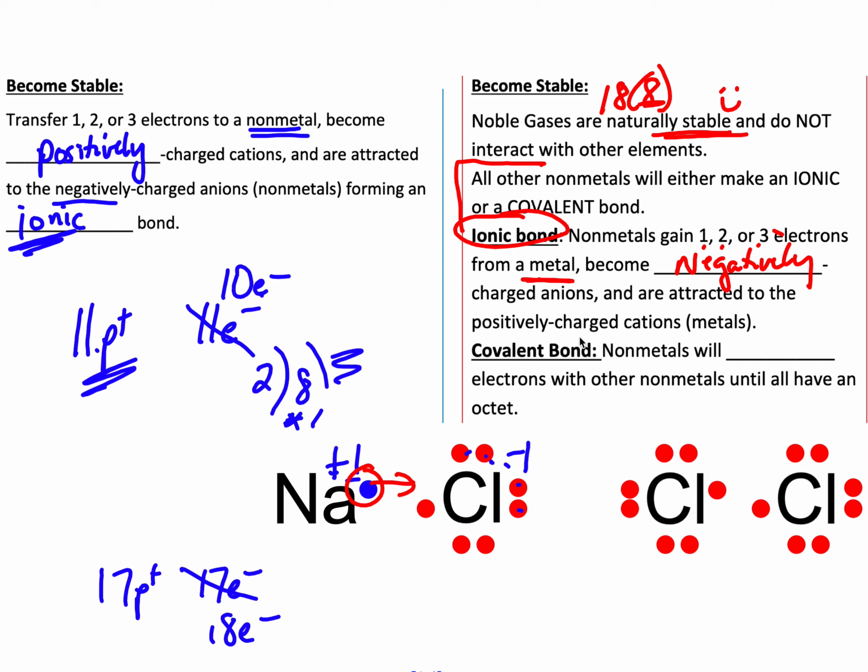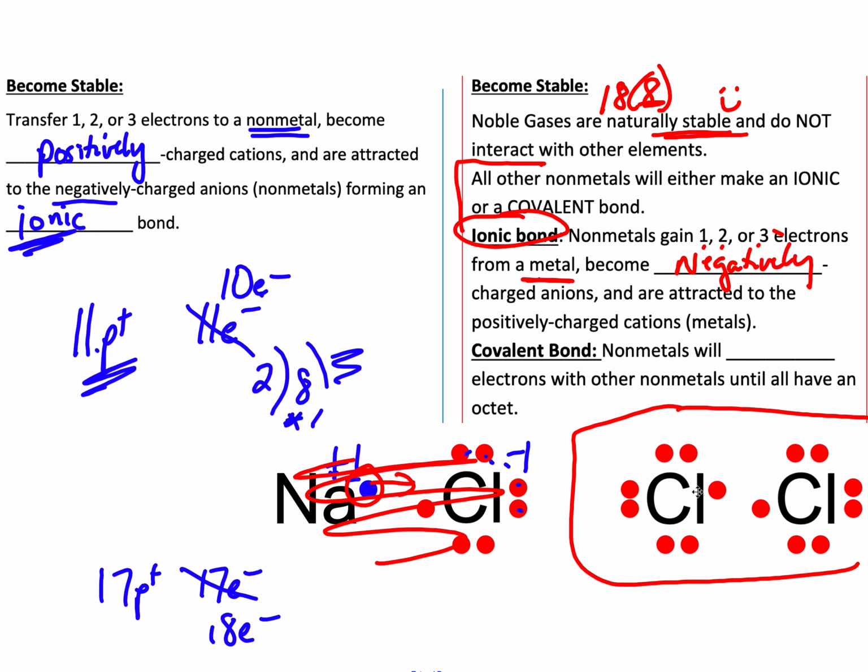Now, the problem is when there are no metals around. This chlorine, forget these guys, pretend they're not there. Pretend there's a container with just two chlorines. This chlorine's looking around saying, I have seven, I need one more. This chlorine is saying, I have seven, I need one more. They're both thinking, I wish there was a metal. If there was a metal around, the metal could give us each our electron and we'd both be happy. But there aren't any metals around, it's only nonmetals. That's when these guys decide, let's share. Let's pool our electrons together and make everybody happy.